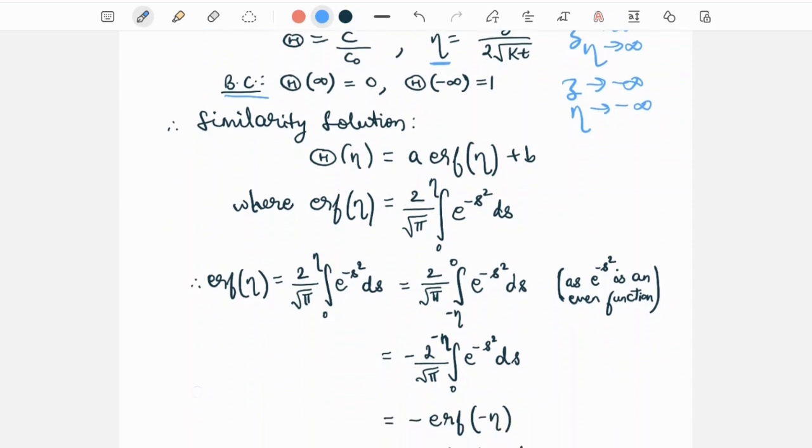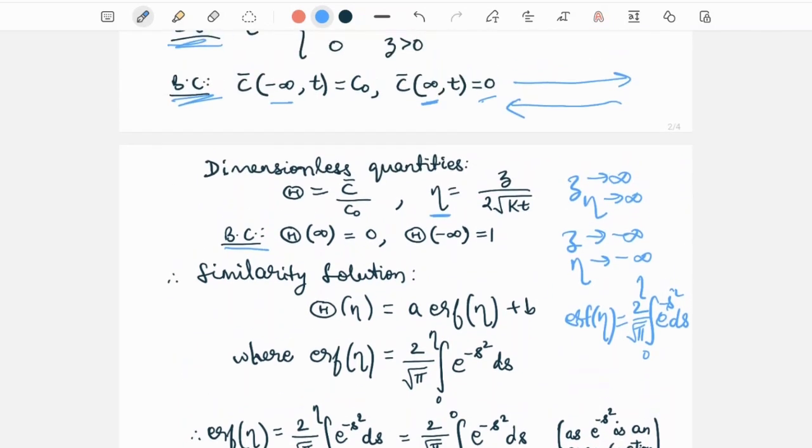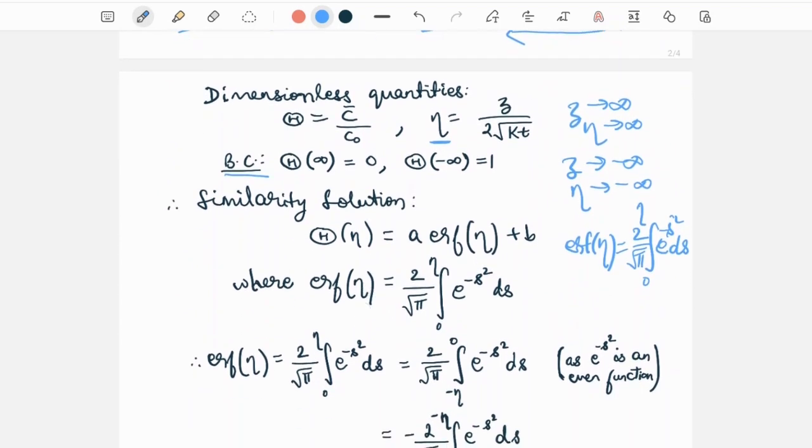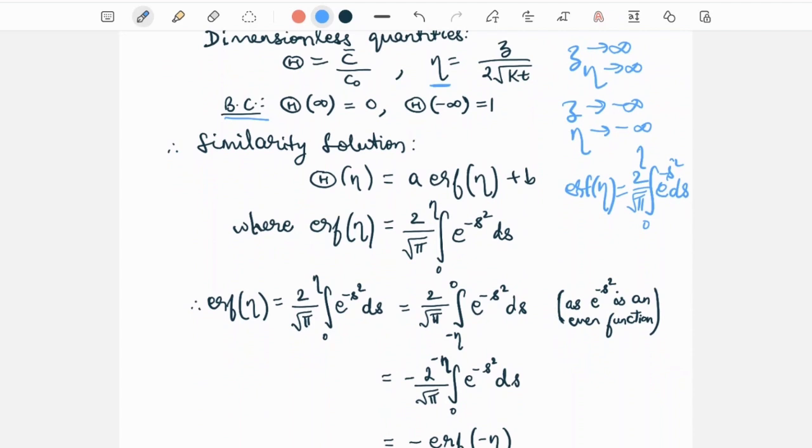Now we start solving the similarity solution. As we know, the similarity solution takes the form of the error function, which is this: 2 by root pi integral from 0 to eta of e raised to minus s squared ds. Right? Standard form. So our theta ends up being, because it's a step function, just linear. So it ends up being some a times the error function plus the constant of integration, which is b in this case.